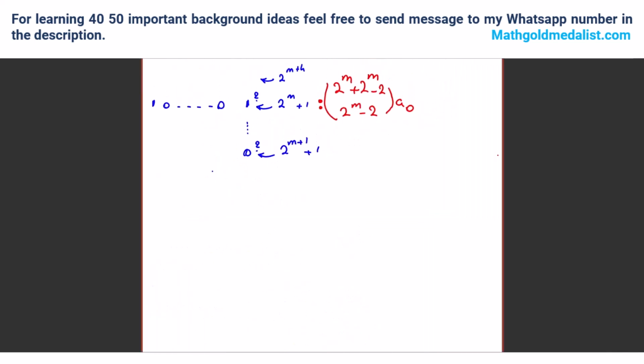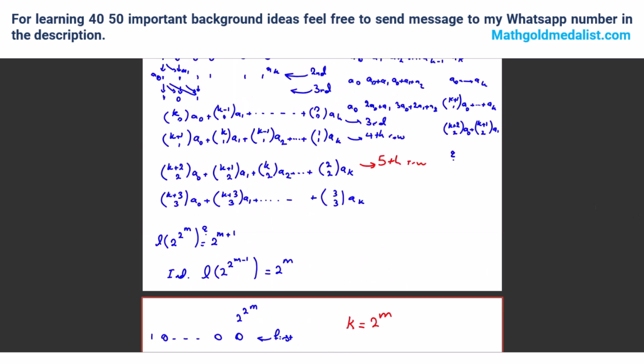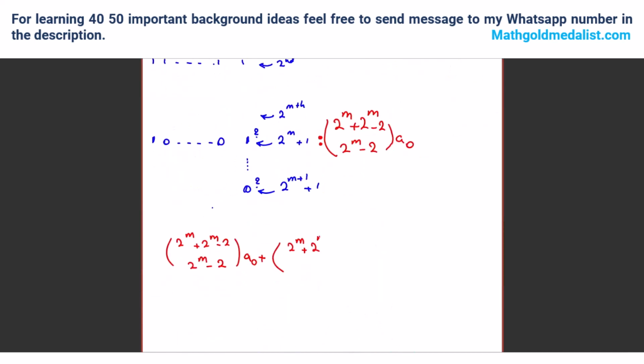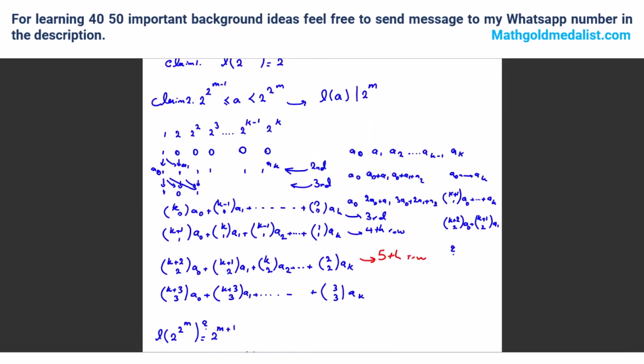Okay, and then for the next one we can write the same thing. It will be 2 to the m plus 2 to the m minus 2, choose 2 to the m minus 2, a0, right? Plus 2 to the m plus 2 to the m. Here we should subtract, right? Plus 2 to the m minus 3, choose 2 to the m minus 2, a1, right? Then this one is a2 to the m, last one, right?